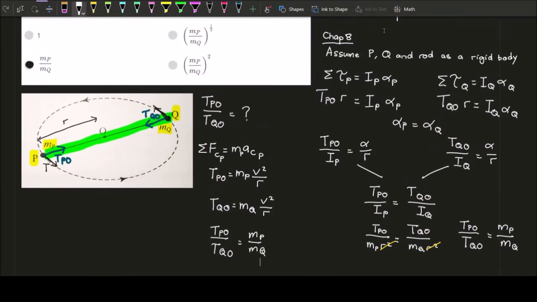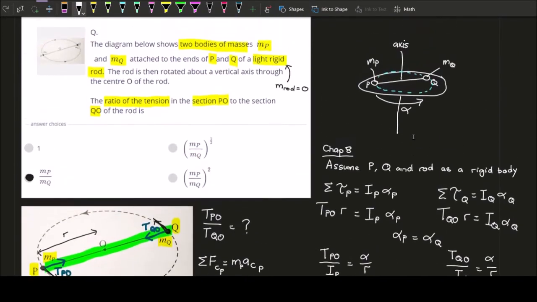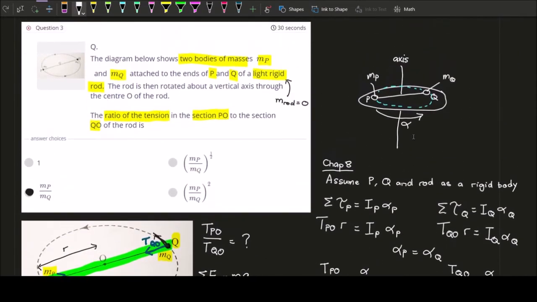So there's a chapter 6 way and there's a chapter 8 way. And since we are in chapter 8, I discussed with you the chapter 8 way of doing it. Okay, so that's all for question 3. Let's move on to the next question.